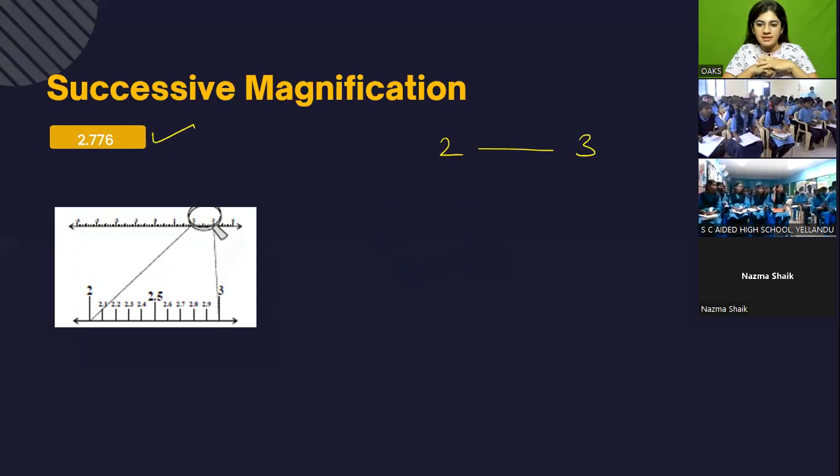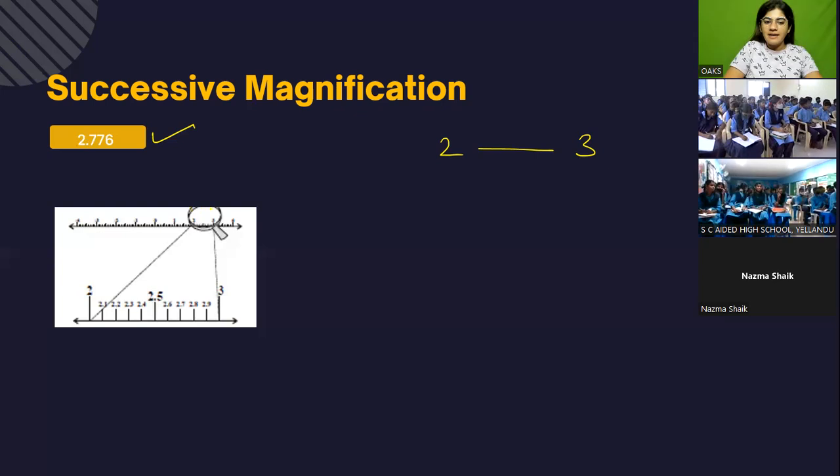School 2, can you answer? Boys from school 2 are really quiet. So 2.776, does this lie between 2 and 3? Yes or no? You're saying yes. You are fighting over the mic or avoiding the mic? So it is a yes. School 1, did you understand? It is lying between 2 and 3, right?